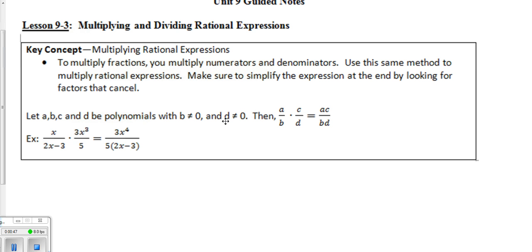So in this example, you can see we've got x over 2x minus 3 being multiplied by 3x cubed over 5. Numerators, x and 3x cubed, becomes 3x to the 4th. Denominators, 2x minus 3. If we can't factor anything out, we think of that as being in parentheses. That's one whole piece. So it's this whole thing times 5. So we can leave it as the two factors, 5 and 2x minus 3. We just multiply everything together, and this would be our final answer. In the end, if you can, you will simplify, and I'll show you what that looks like in some of our examples.